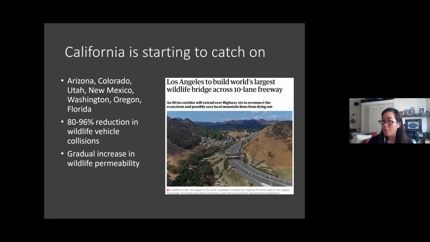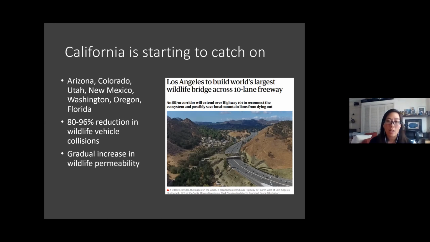And so when I say California is starting to catch on, they're planning to build the world's largest wildlife bridge across the 101 in Southern California. This is in the LA area, near the Santa Monica Mountains. The main driver of this bridge being built is the mountain lion population in the Santa Monica Mountains. And that population is suffering.